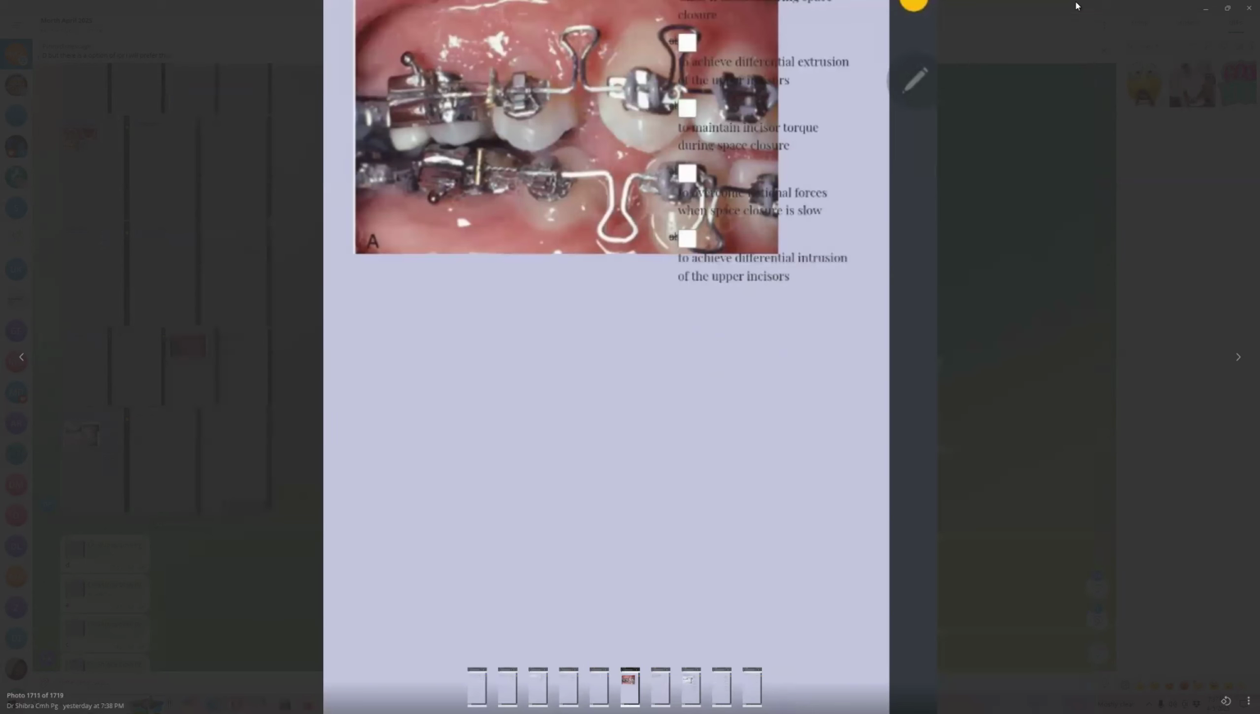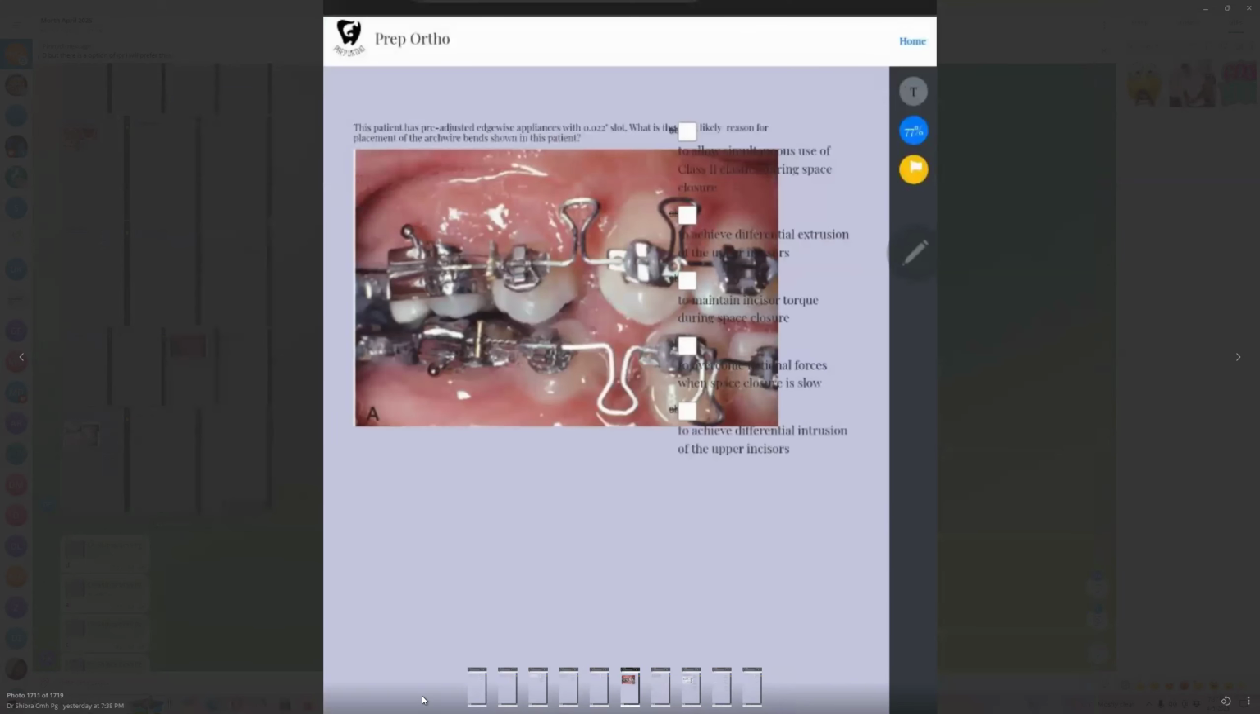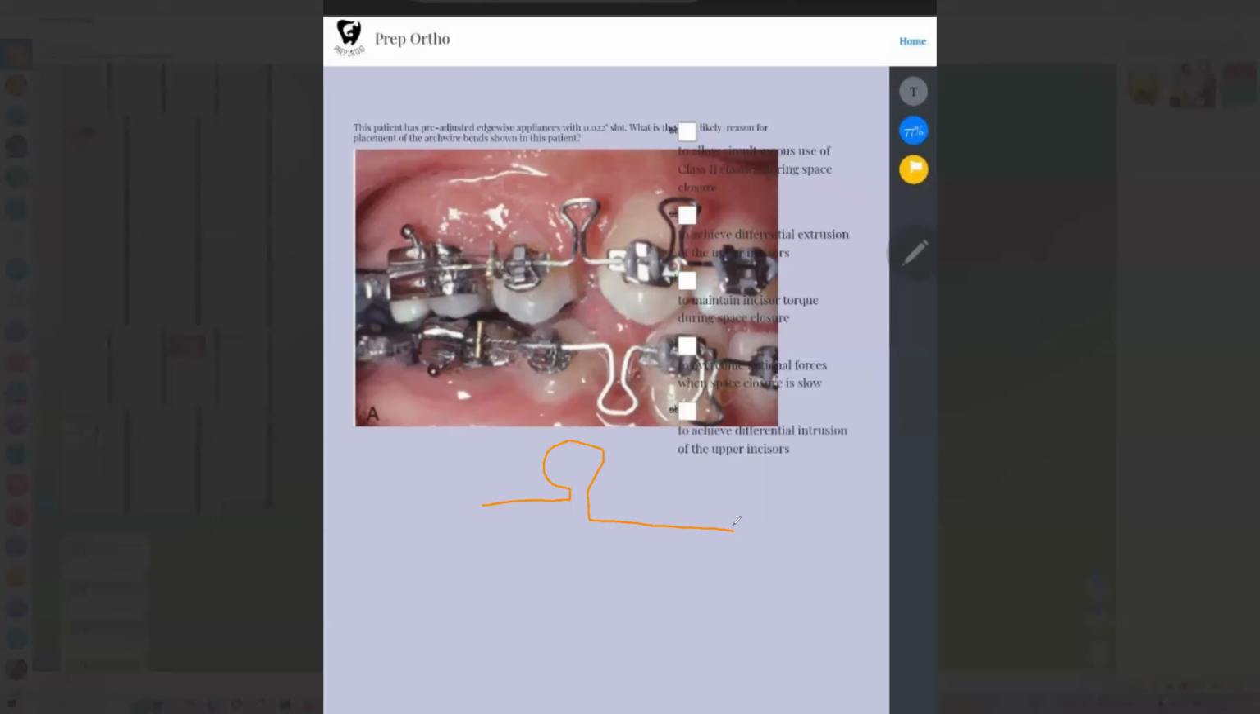Okay, now this is a mix-up. The patient has pre-adjusted edgewise appliances to start. What is the likely reason for placement of R5 bands? To allow simultaneous use of class 2 elastics, yes, that can be done. Activation, achieve differential extrusion, like they are at the same level. When the loops are at different levels, because the two legs, alpha and beta legs, are different heights, then you can do differential extrusion or intrusion. So this is not the case here.